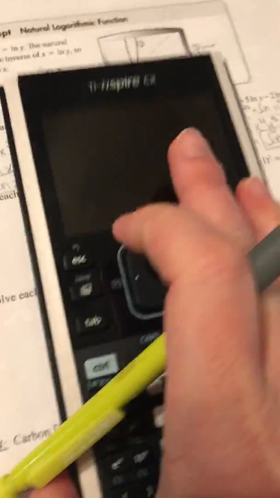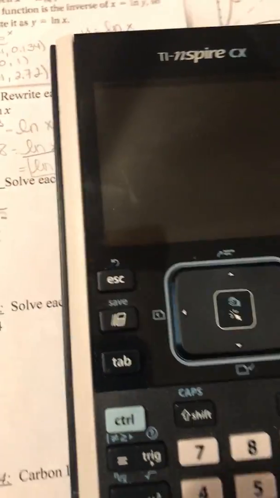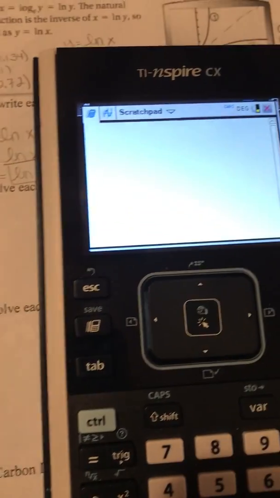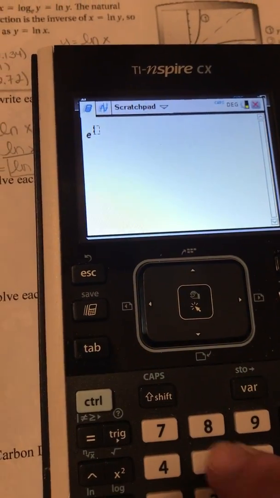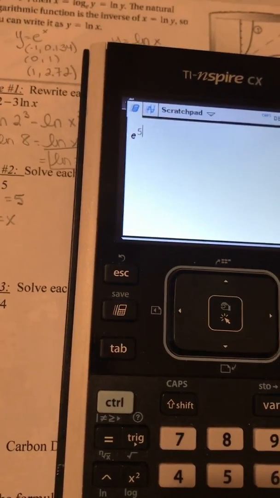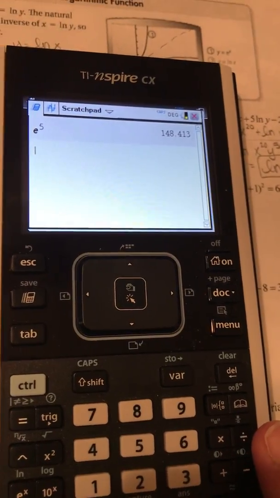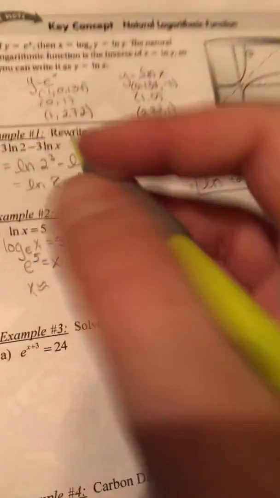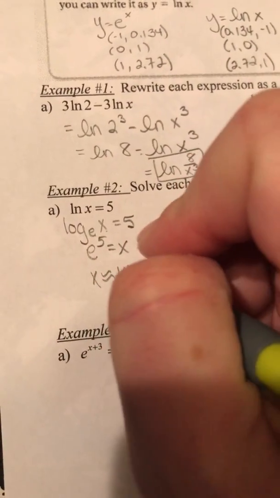I'm going to grab my calculator, turn it on. Sorry, my other TI is mad at me. It's not working right. So I'm going to press e to the 5th, enter. And it is approximately 148.41. Make sure to approximate your equal sign.